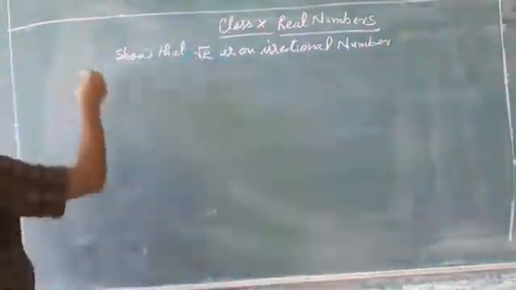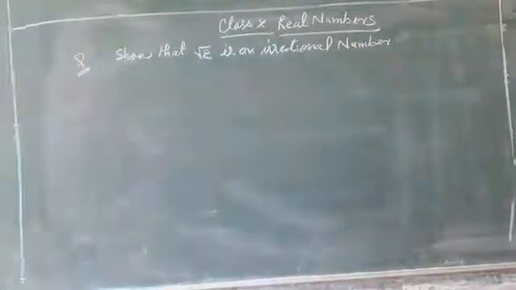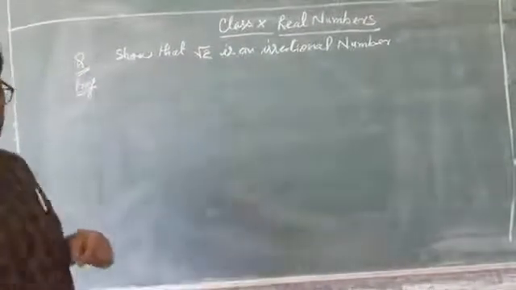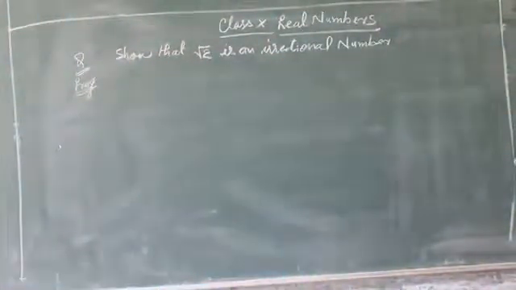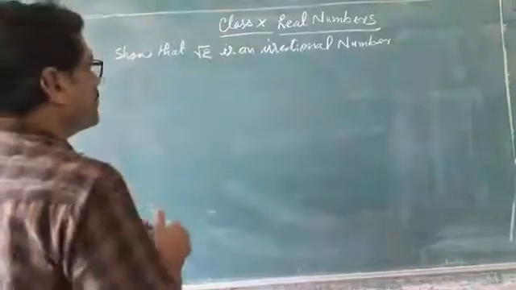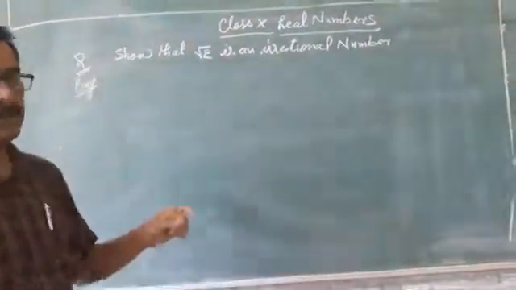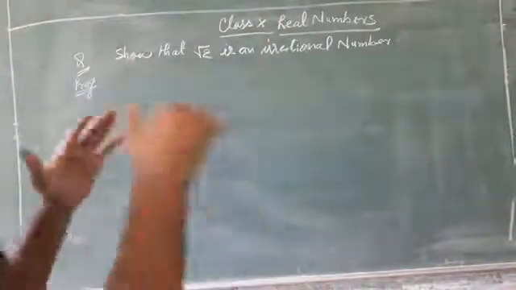The question is: show that root 2 is an irrational number. So for it, we will show that root 2 is an irrational number. In mathematics, there are many ways to solve a problem. So we will solve it by the contradiction method.